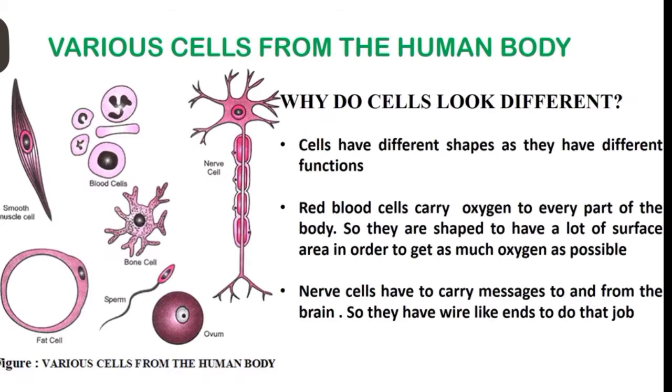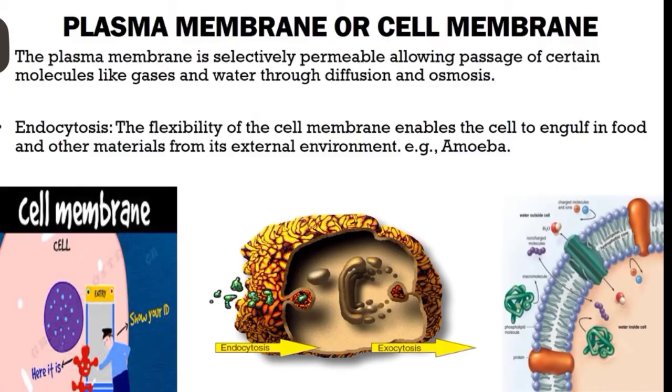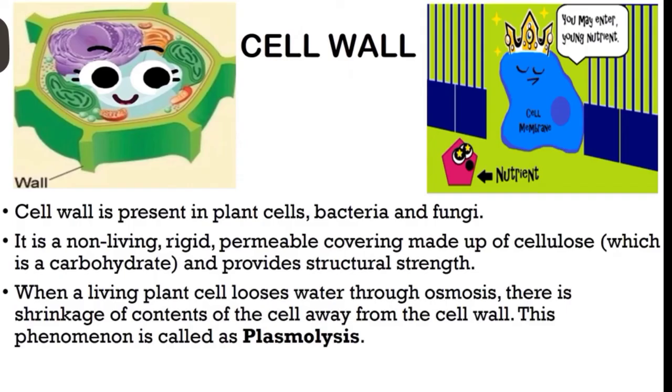Why do cells look different? Cells have different shapes as they have different functions. The plasma membrane is selectively permeable, allowing passage of certain molecules like gases and water through diffusion and osmosis. The flexibility of the cell membrane enables a cell to engulf food and other materials from its external environment. Endocytosis, example, amoeba.